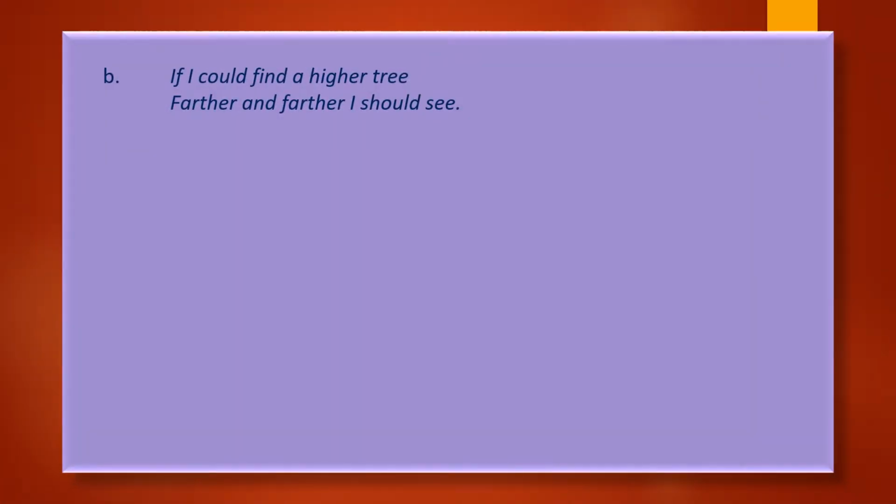So children, here is another extract. Again, the lines are given. You have to read these lines, and based on these, a few questions are being asked which we have to answer. Okay, so let's read the lines. If I could find a higher tree, farther and farther I should see.